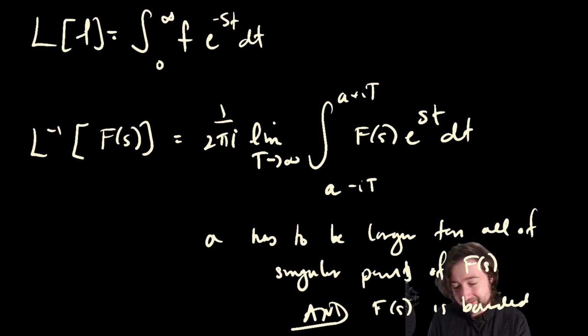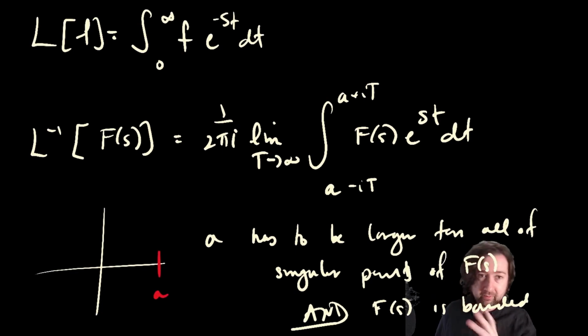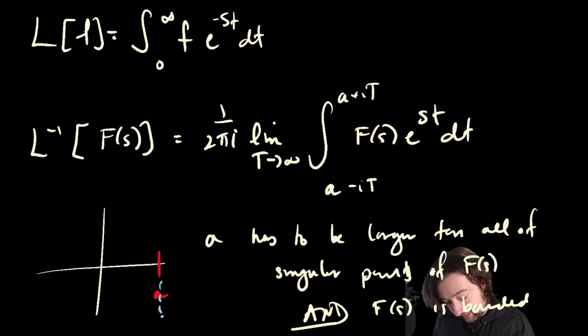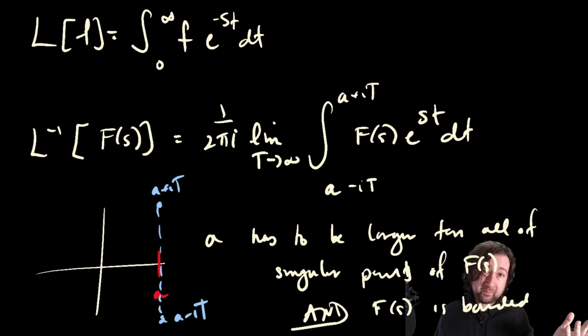That's kind of ridiculous. If you want a picture of what's actually going on here, F of s is going to have some poles, right? Some singular points inside of it. Because remember, we're expecting F of s to be rational. So what you do is you pick an a that's out here past where all those singular points are, and then you look at the vertical line that goes from a plus i t to a minus i t, and then you evaluate the integral on that line in the complex plane. So you have to evaluate the integral and then take this limit, and there is your inverse Laplace transform.